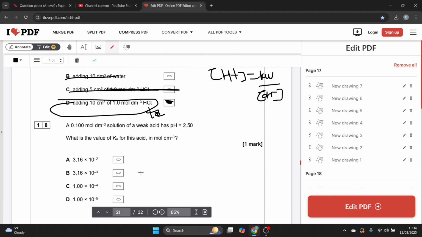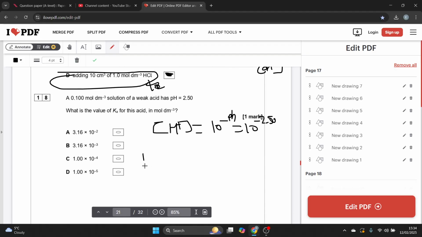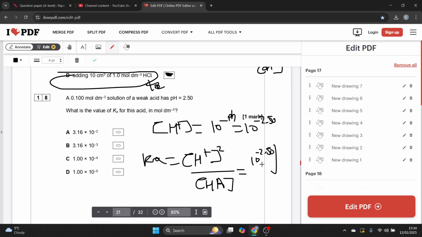Question 18. A 0.10 moles per dm cubed solution of a weak acid has a pH. What is the value of Ka? So I know the concentration of H+ equals 10 to the power minus pH, which equals 10 to the power minus 2.50. And I know Ka equals the concentration of H+ squared over HA. I've got H+ 10 to the power minus 2.50 squared, divided by HA 0.100.